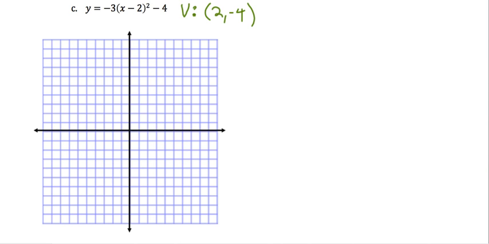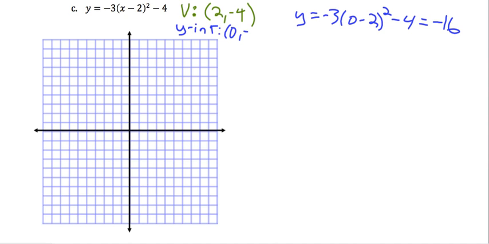Y-intercept, be a little bit easier this time. Plug in 0 for x. And then, come on, we can do that math in our head. Negative 2 squared, we do that first, is 4. 4 times negative 3 is negative 12. And negative 12 minus 4 is negative 16. So I have a y-intercept of (0, negative 16). We're going to have a hard time plotting that one.